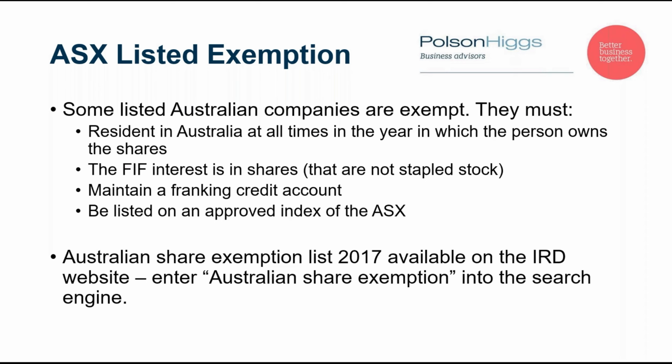Easiest way to find out if something's exempt, the IRD website actually has an Australian share exemption. So if you just search Australian share exemption in the search engine, you'll get an online form, and you can simply enter the Australian stock ticker number and it will tell you their status. So that's probably the easiest way to determine whether they are. You can of course work it out yourself, but far easier just to go to that website.